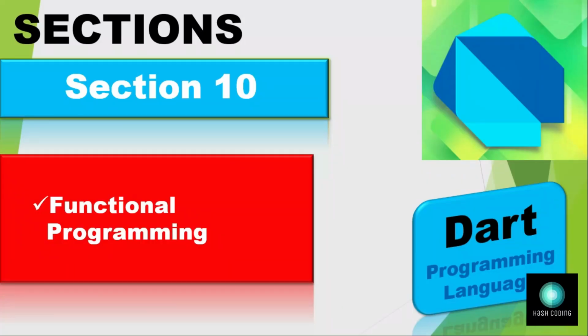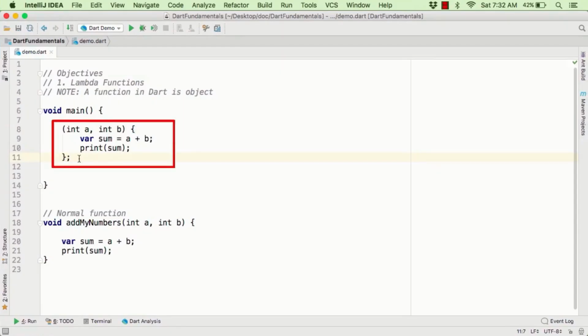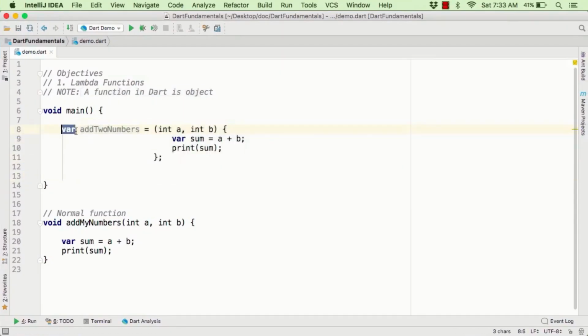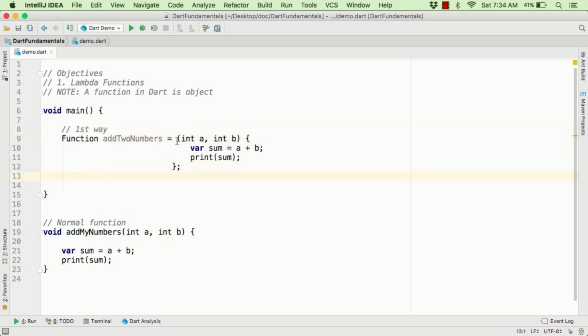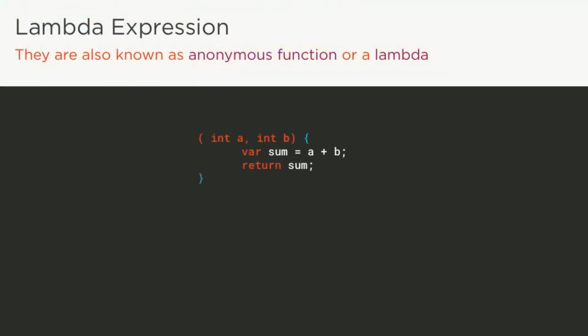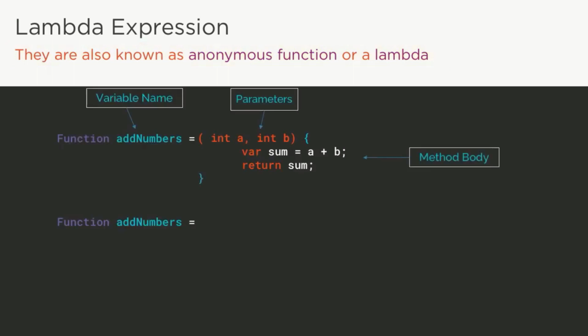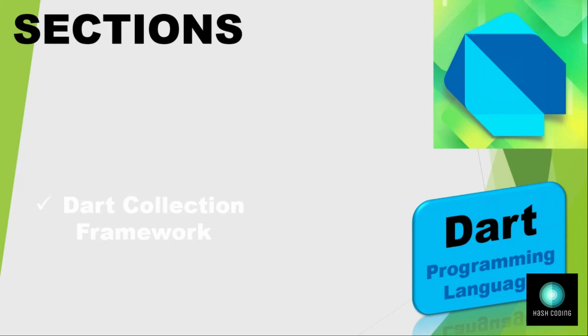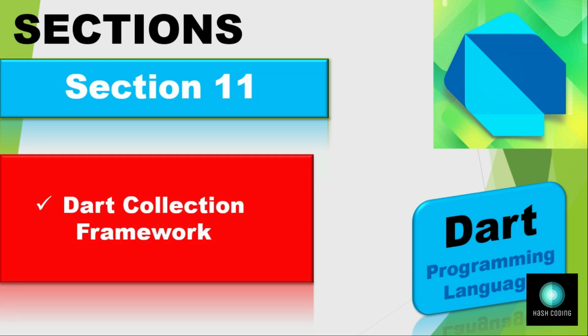Proceeding in section 10, you will dive into performing functional programming. Similar to any other modern programming language, Dart has excellent support for functional programming. In Dart, we treat functions as first-class objects, so you will explore what lambdas are, higher-order functions, and also how to implement closures.